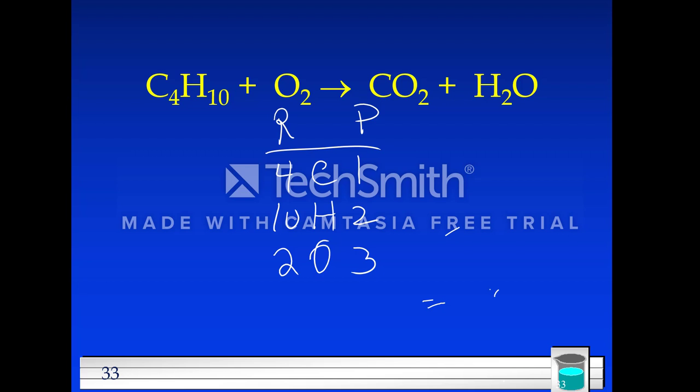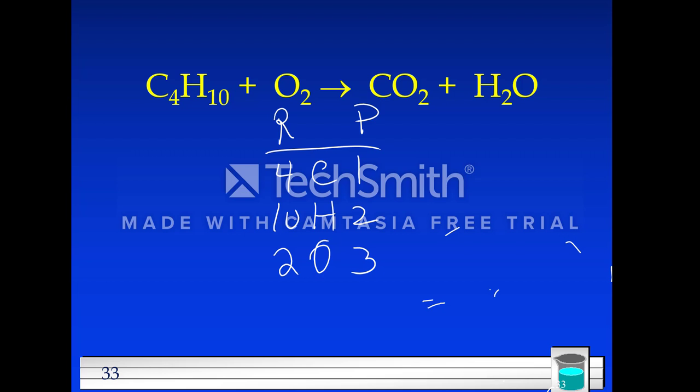And can you see that I don't want to fix O right away? Because if I try to fix it first, if I work on the O, as soon as I start to fix the carbon, then I'm going to mess up the O I just fixed. Does that make sense? So because the O shows up twice on one side, I leave it till last.